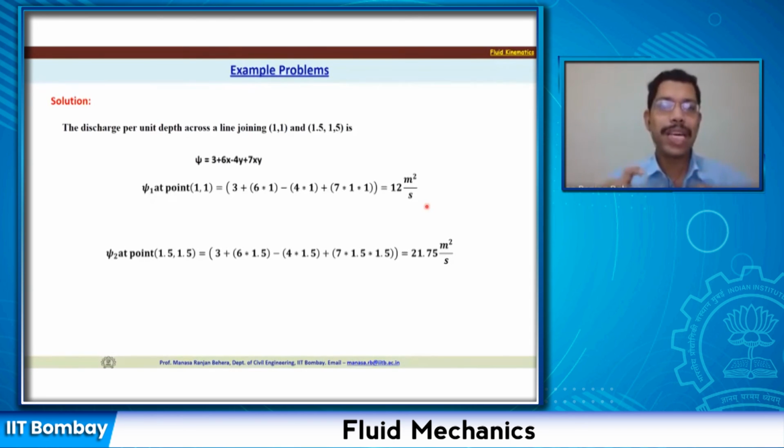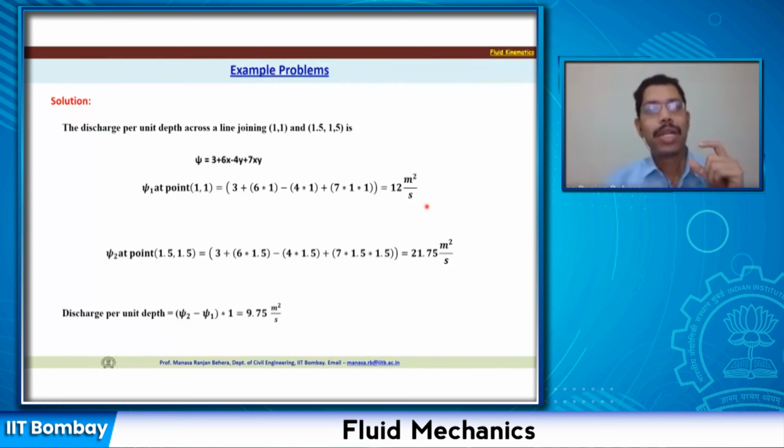Now, what is my discharge through these two streamlines? The discharge is the difference between these two, psi 2 minus psi 1. That is 9.75 meters square per second. And this is the value for unit depth. So I have two streamlines. Let us say I am looking at a river flow from the top. So between these two streamlines, this is the discharge that I could obtain. That is for unit depth.